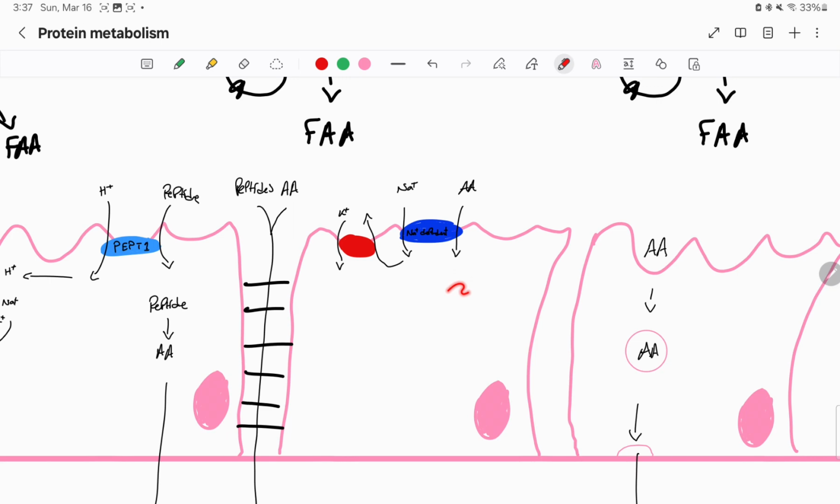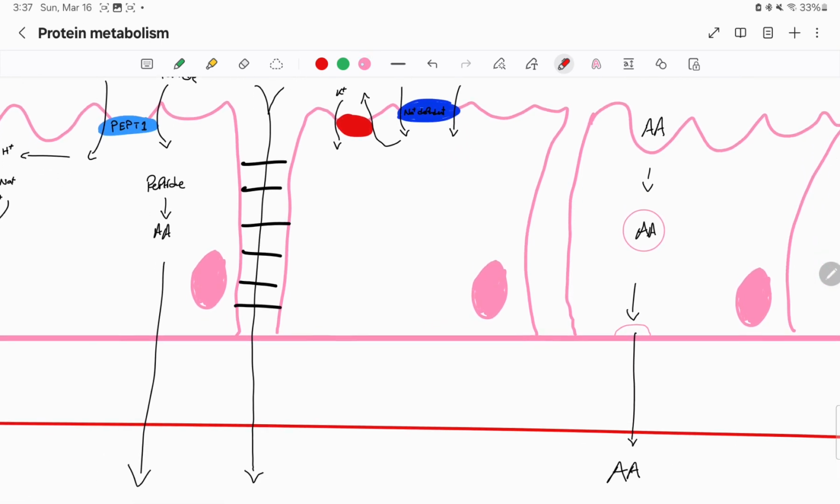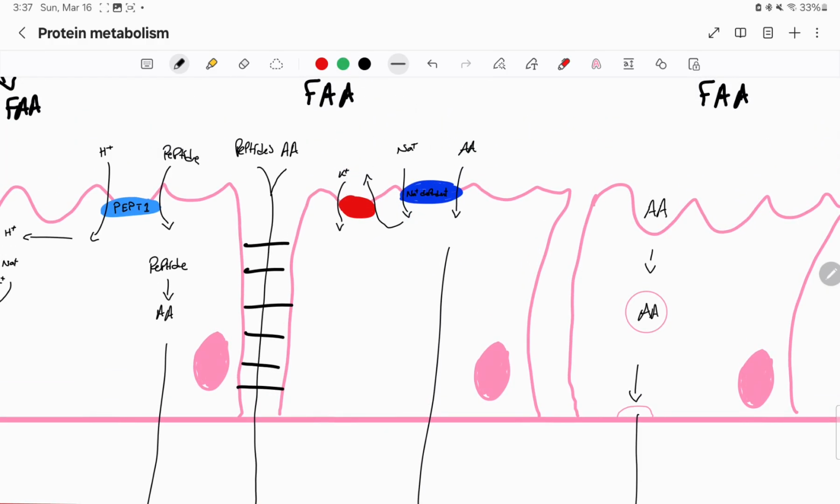And you guys know that when the amino acid comes in here, it will then travel from the enterocyte into the actual blood. Okay, and then the sodium will get pushed out with the sodium potassium ATPase.